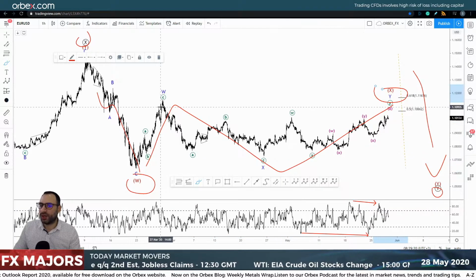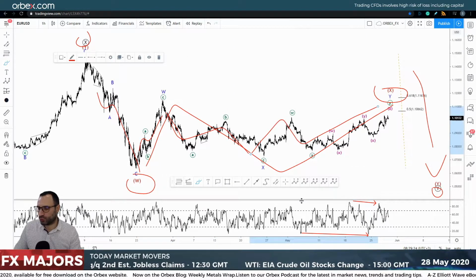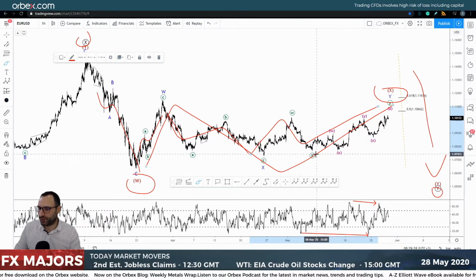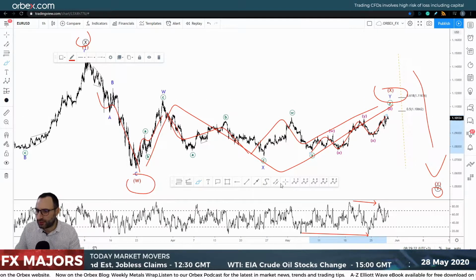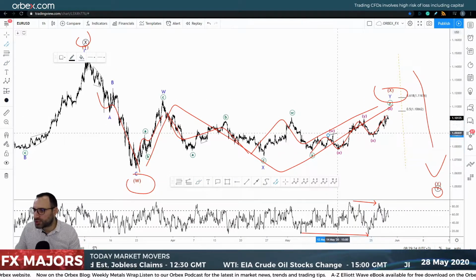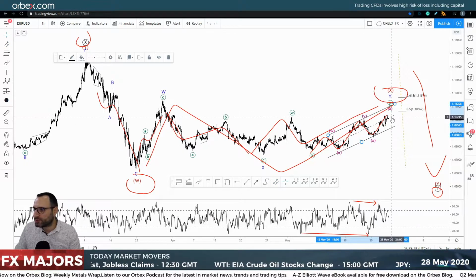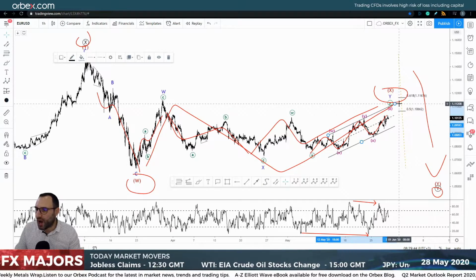Now, with this being ABC over here, this is a W, X, and Y because it looks complex. Within the wave Y, we have a triple zigzag. That's what it looks like to me at least, right? Now, if we pull our channel trick over here, okay, we can still see that there is more upside, okay? There is more upside up to potentially 1.1120 or so, or even higher, okay?